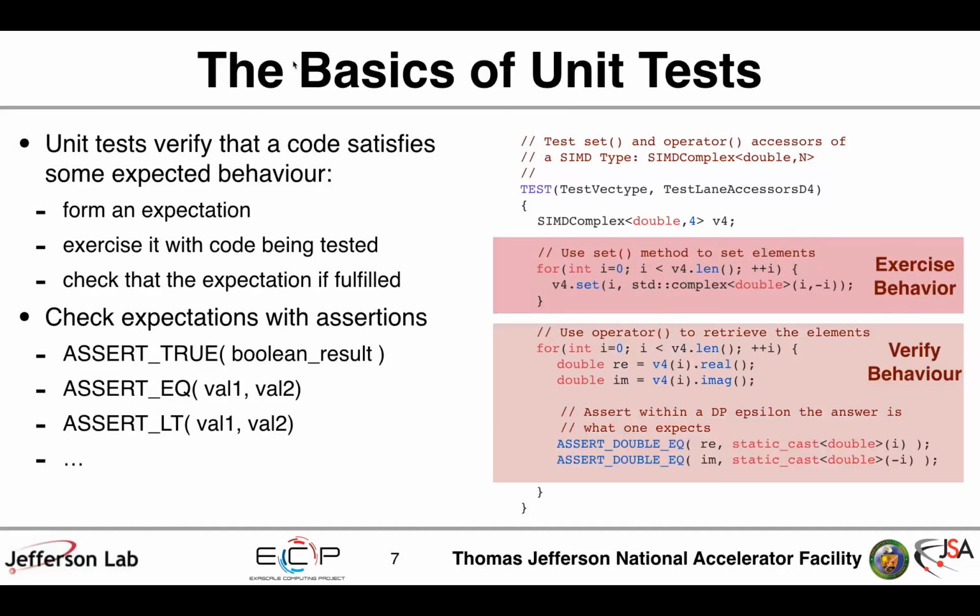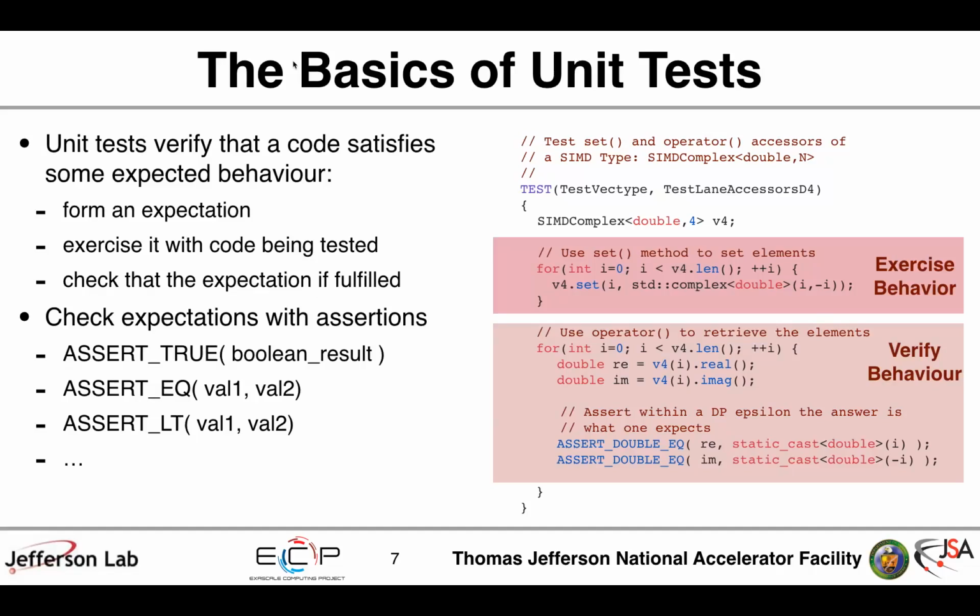So let me highlight the parts. On the top, in the slightly darker pink box, I'm trying to exercise behavior. I'm looking at a SIMD complex number type, and I assume it has 4 lanes in this case, and I'm trying to set each lane to a particular complex number. And once this is done, I can verify the behavior by inspecting the lanes, which exercises the operator parentheses as well. And at the end, I make an assertion that everything is all right. Assert double equals is different from assert equals in the sense that it allows numbers to be equal within a small double precision epsilon. So that's the basic of the test.